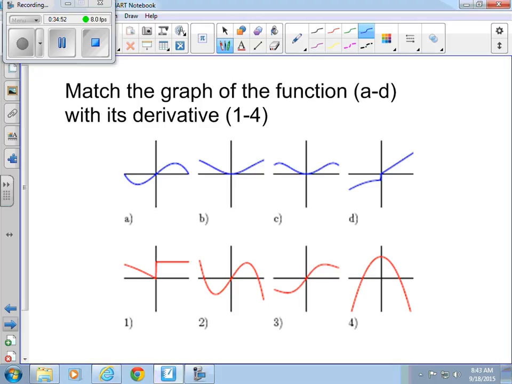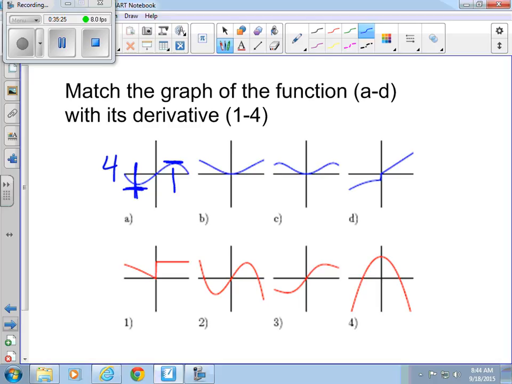So this one, I have a horizontal tangent here and here. So I should have something that crosses the x-axis 2 times. Which one does that? In those locations? 4. Does everyone know? So the derivative graph of A would look like number 4. The horizontal tangents fall in the right place. We'll do a lot of practice with this next chapter, so this is our first look at it.